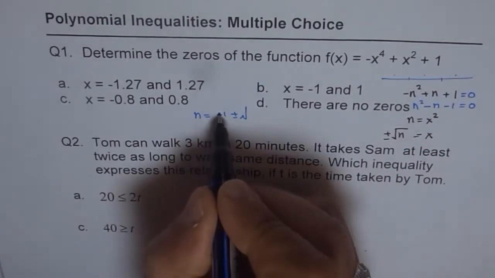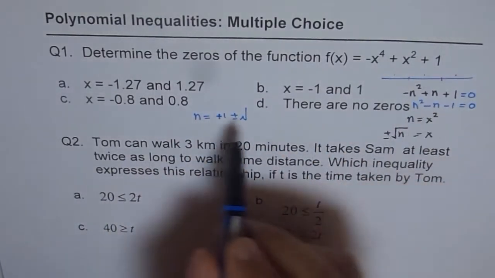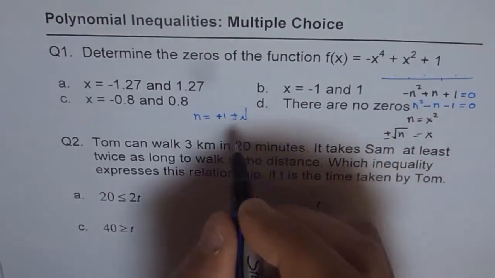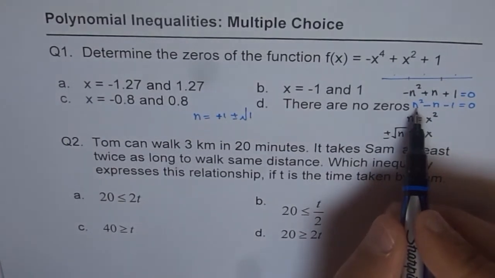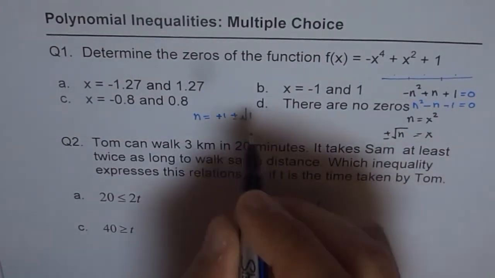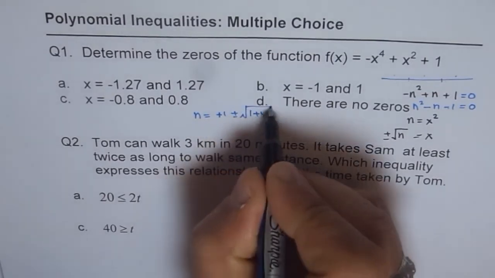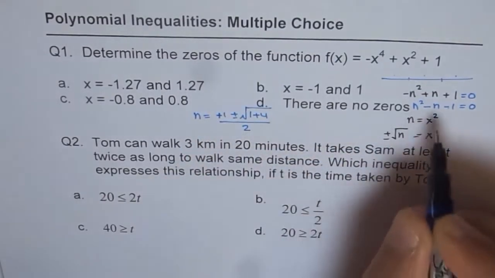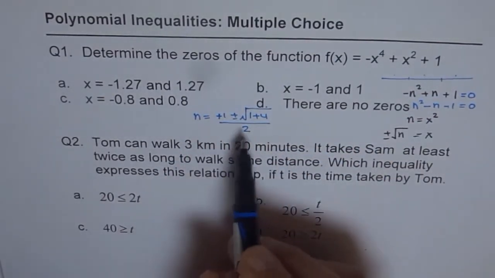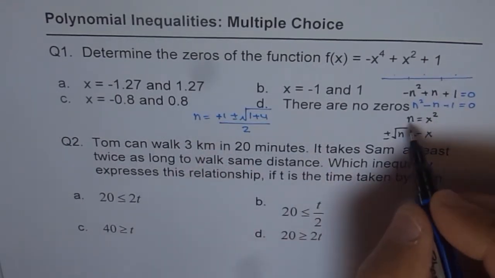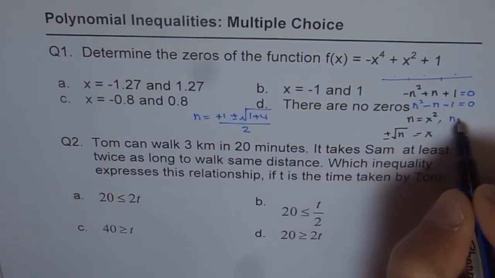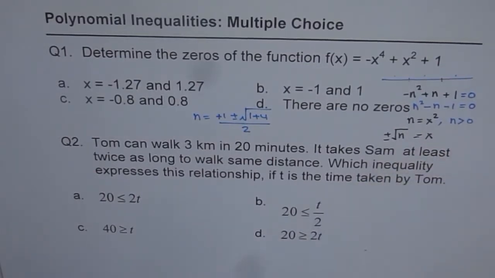Now look, so I'll change this. So minus b, minus 1, becomes plus 1, plus or minus the square root of b squared, which is minus 1 squared, which is 1, minus 4ac. So minus 4 times minus 1 becomes plus 4, right? Plus 4, square root, divided by 2a, right? So find this value using a calculator, correct? And remember, you have to take only the positive answer here, since n, as you can see from here, is greater than 0. Is that okay? So do that.